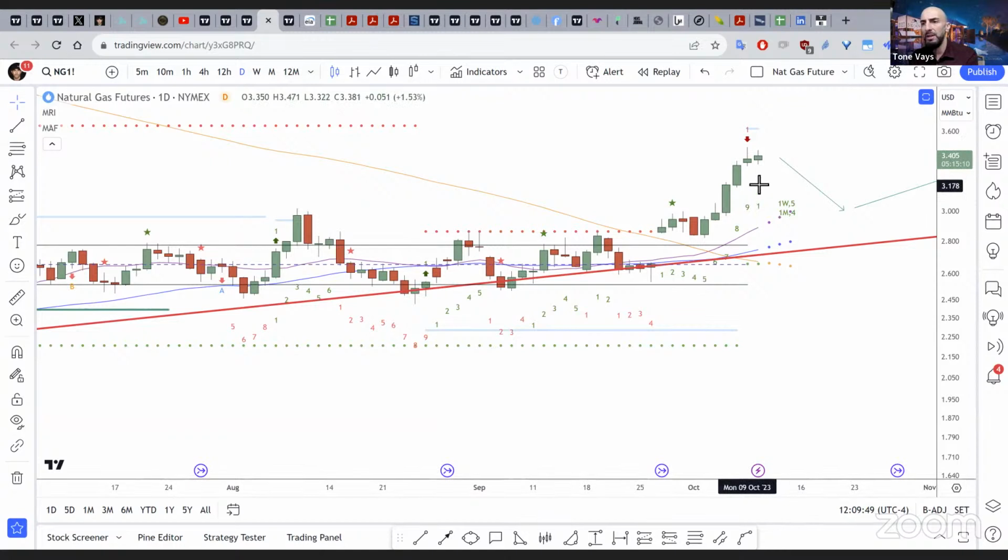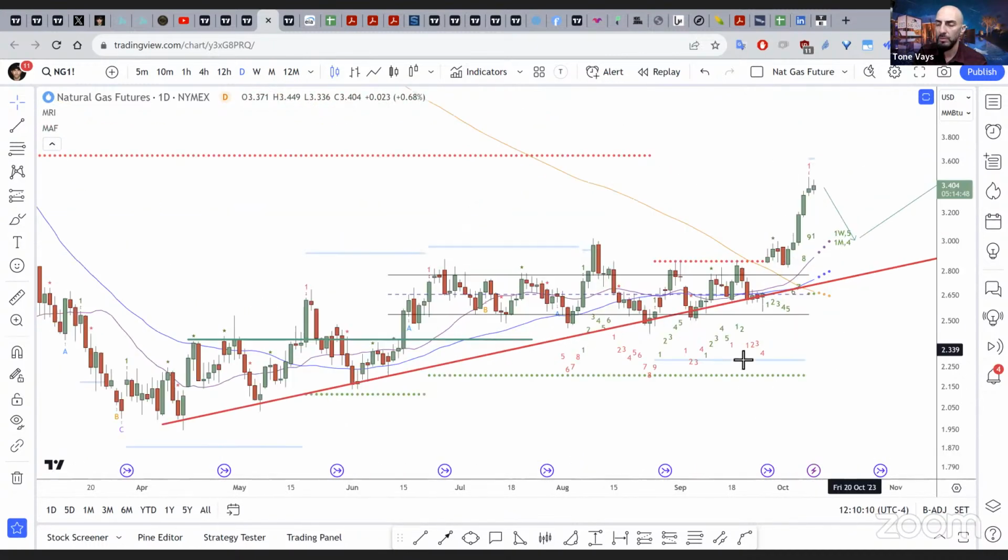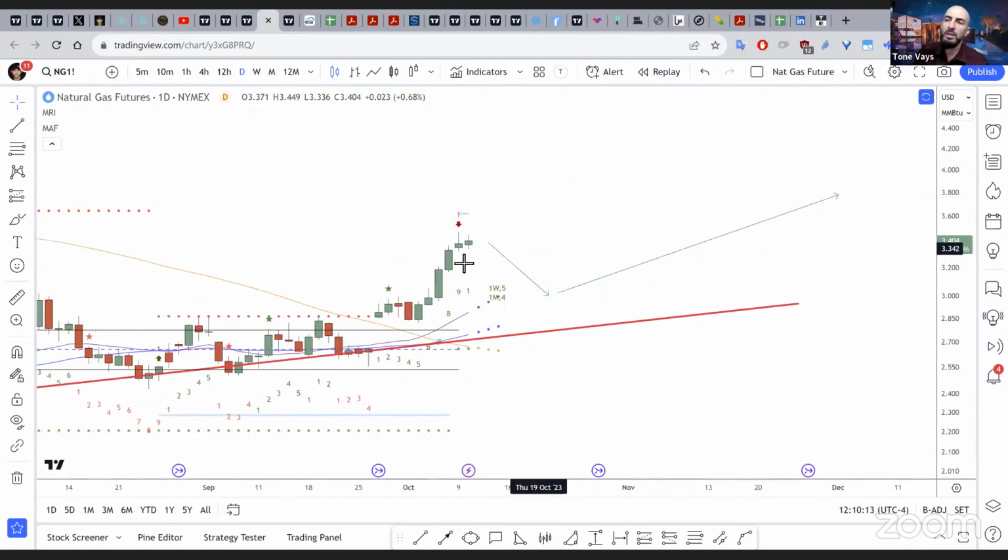With this conflict in the Middle East, that could actually cause a bit of a jump in the price of natural gas, because there are some pipelines there, natural gas pipelines, and other things. So let's see if the high holds. If we get a green star candle tomorrow, then I'm going to be bullish on natural gas, which is very bad for you.